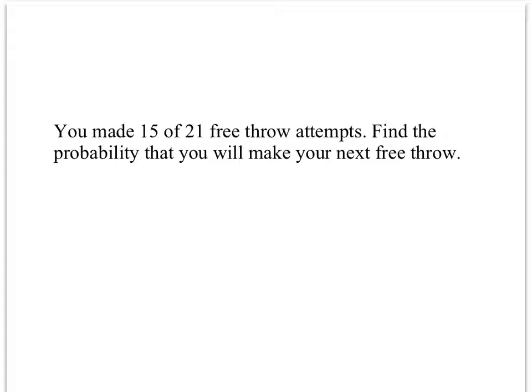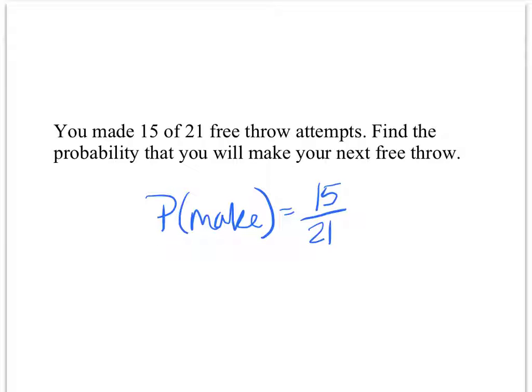Now here's a true experiment. You made 15 of 21 free throw attempts. Find the probability that you will make your next free throw. There's no other way to figure out your probability other than looking at the experiment that's already been done. You made 15 out of 21. So the probability that you will make your next shot is going to be 15 out of 21. And any of you baseball players know exactly how this one works.